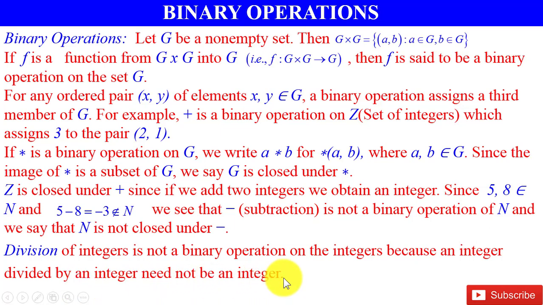Since 2 is an integer, 3 is an integer, but 2 by 3 is not an integer. Similarly, 3 by 2 is not an integer. So, division of integers is not a binary operation on the set of integers.